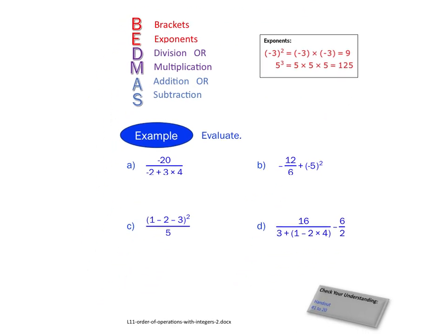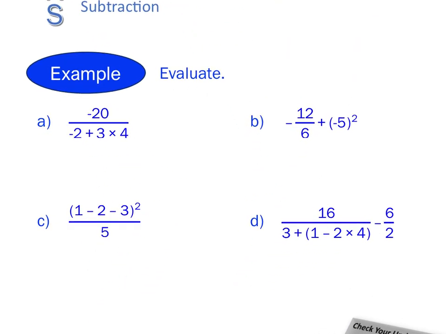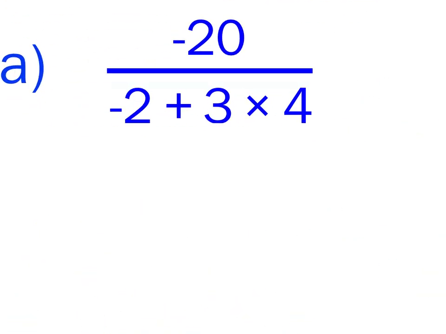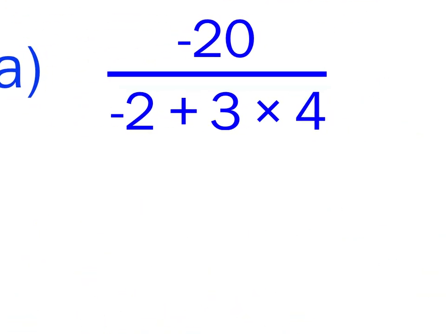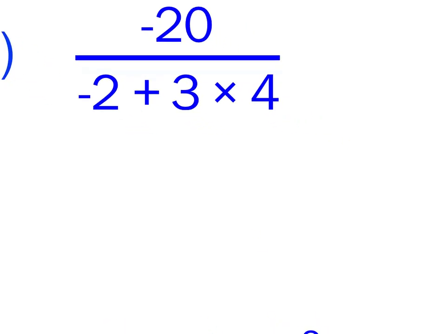These questions are a little bit more in depth than the ones we looked at yesterday. So let's take a peek. This one right here is 20 over -2 plus 3 times 4. There's a single number on top, and a whole bunch of stuff on the bottom. The top is done for us. The top is just going to stay the top until we get a single number on the bottom. On the bottom, what two operations do we have? Multiplication and addition.